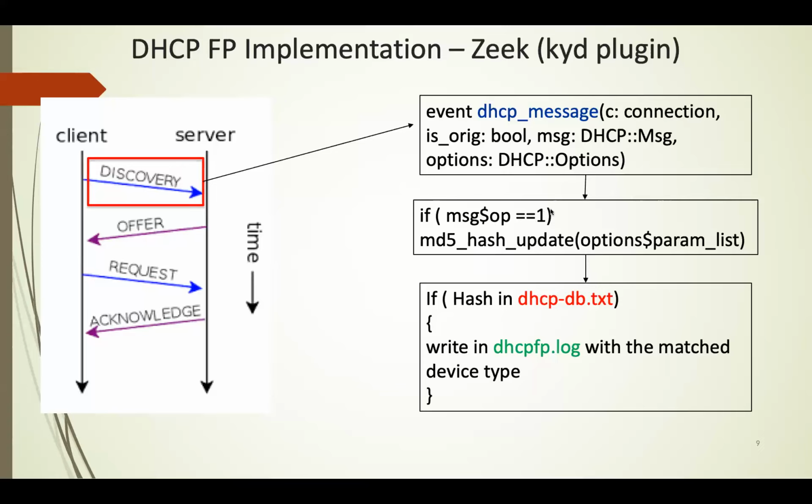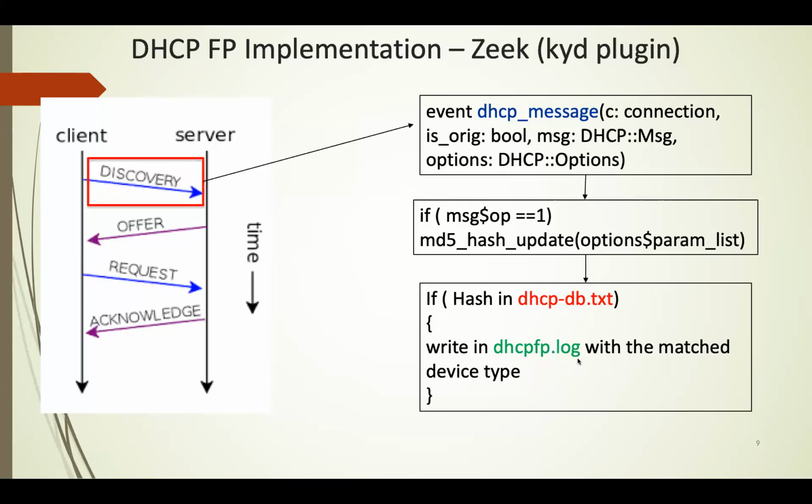So we want the discovery and request event. That's why we are considering that if the message is discovery, then get the parameter list from the options and make a hash out of it. Once you have the hash, compare it with our local database and see if that hash is available in the database, and if it corresponds to any kind of device type. If it is found, then write a log called dhcp-fp.log file with the matched fingerprint.